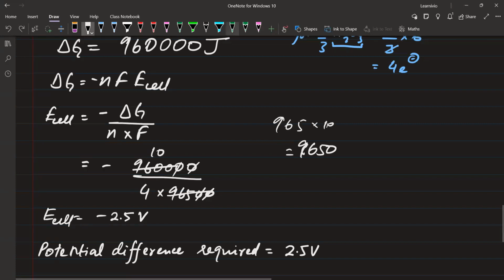Does that make sense? Yes or no? Please tell me. All of you understood? Negative, positive? Yes, sir. Okay, very good. Yes, that is also correct. Please put the unit as volts.